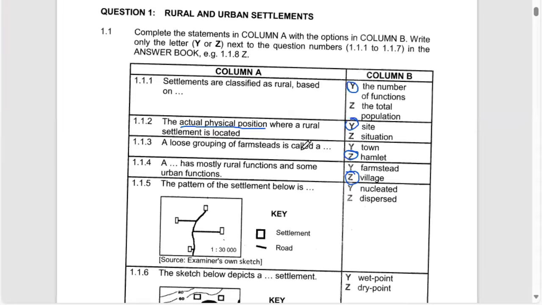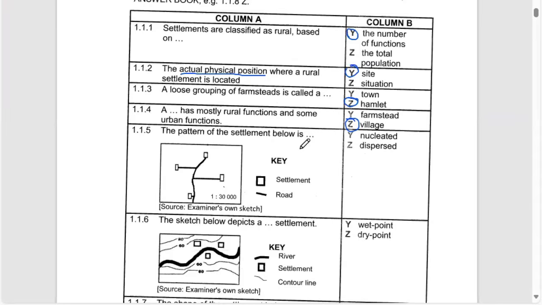Right, then we move on to question number 1.15. The pattern of the settlement below is what pattern? Remember, when we're looking at pattern, it's either nucleated or dispersed. Nucleated in the sense that households are close to each other, and dispersed settlement meaning that they are in isolation, one on its own away from each other.